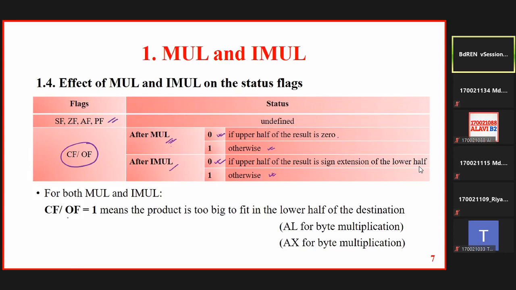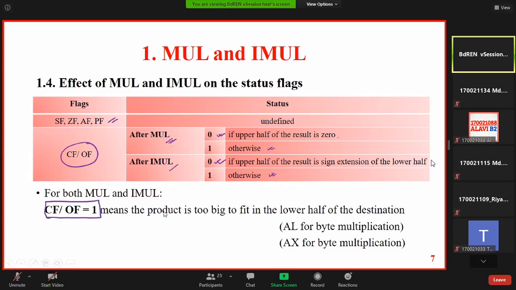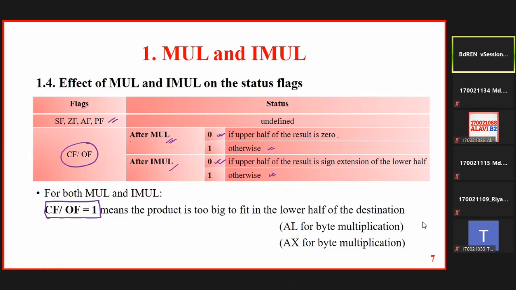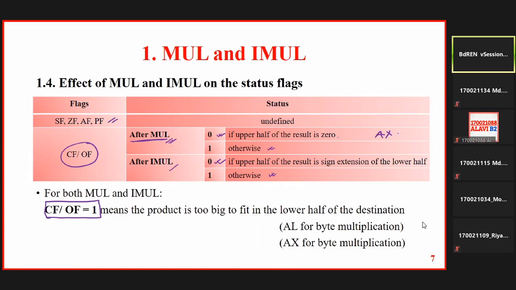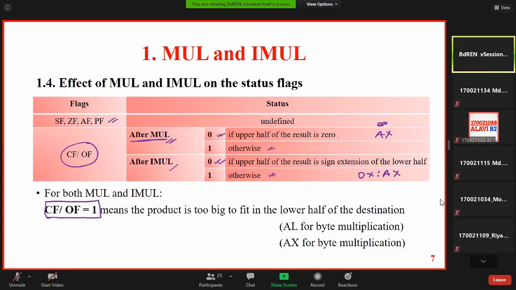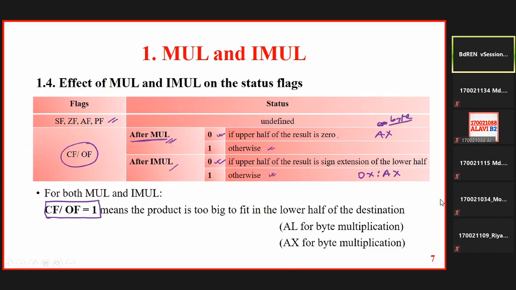So what does CF = OF = 1 imply? Can you tell me where the product will be saved in this case? AX, the lower half? No, not the lower half. For byte, the product will be saved in AX. In the word case, it will be DX and AX. So this is for byte, and this is for word, isn't it?